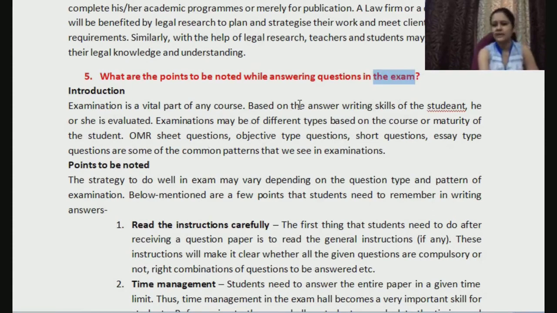Examinations may be of different types based on the course and maturity of the student. If you are studying a law course, you are already like a university student, right? So you are considered to be more mature, and questions also would be framed in such a way. But when we compare you with a student of class 1, that student is not as mature as you are. So for them, the question paper would be different.